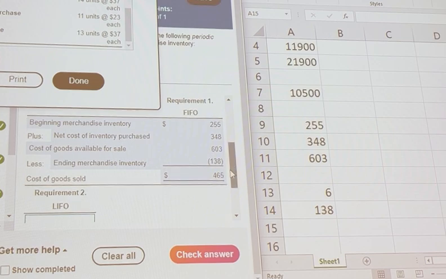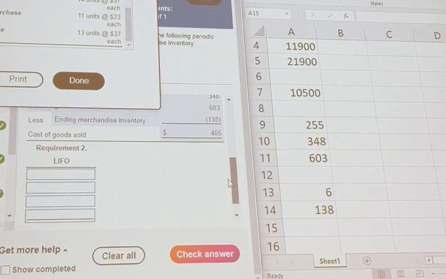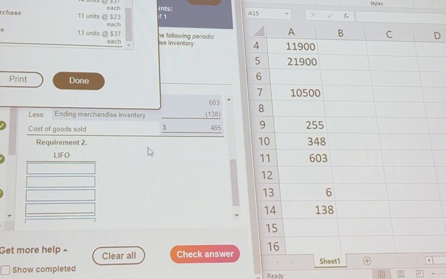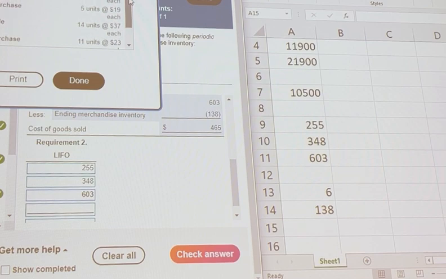Okay, then doing LIFO, as I said, the first 3 lines would be identical to what we had for FIFO: 255, 348, 603. And then we know that we still have 6 units in ending inventory. Now the 6 units are going to be some of the oldest ones.